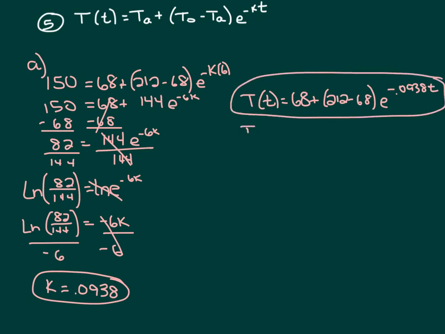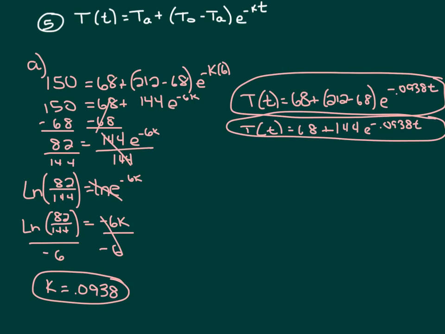And if you prefer, you can actually rewrite this. You can combine. You could say, well, 212 minus 68 is 144. So if you prefer to write it like this, which I actually like to do because then if you have to answer any other questions about it, it's just a simpler formula to use. But either one of these would be fine for letter A.